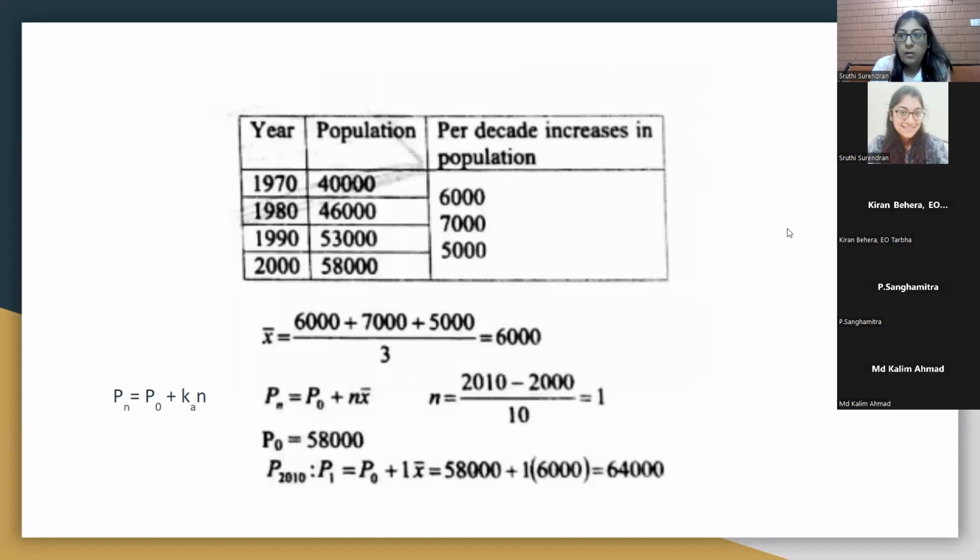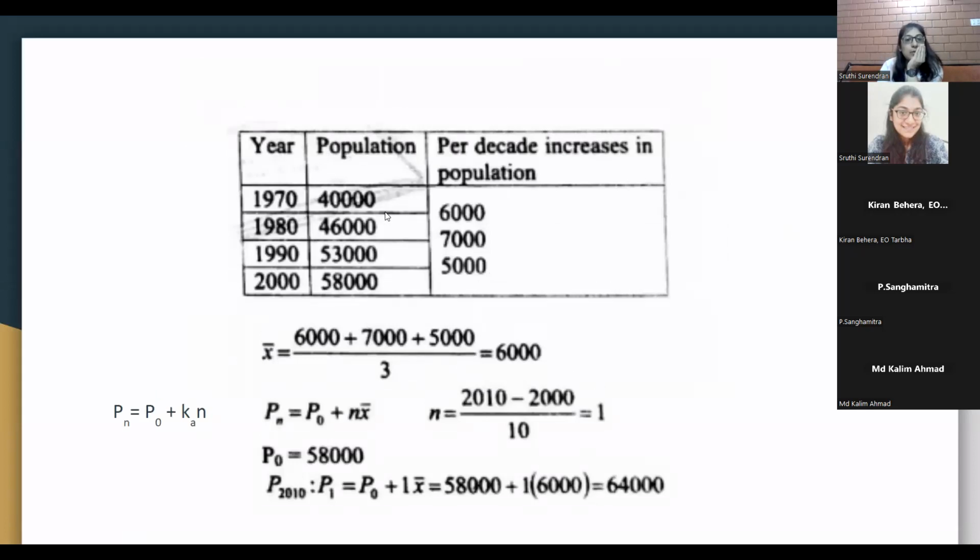You can see the per decade increase in population is calculated. 3 increases are there. We are dividing it by 3 to get the Ka value, or in here it is given as the X bar value. That multiplied by the decade that we require, 2010 is the decade required. So 2010 minus the latest population data, which is at 2000, divided by 10 will give us the decade value. N is equal to 1. And by this formula, P0 plus Ka into N, we will get 58,000 plus 6,000 into 1, which will give us 64,000. So all of you had given the correct answer.